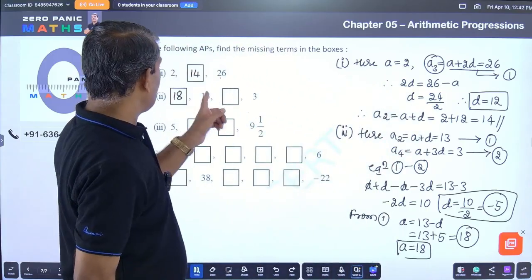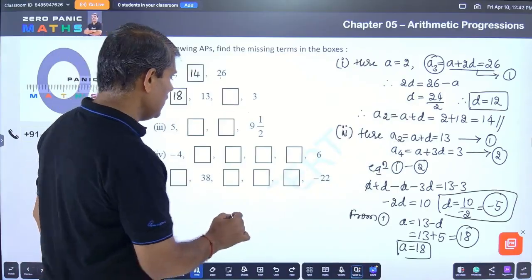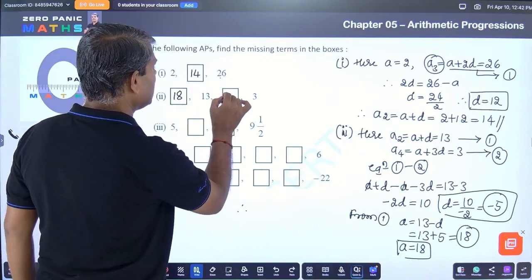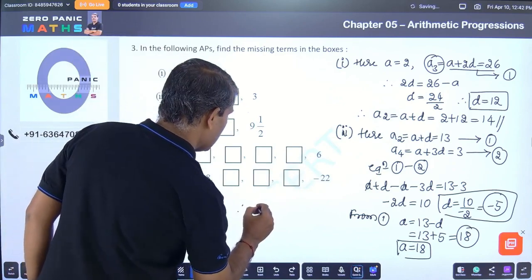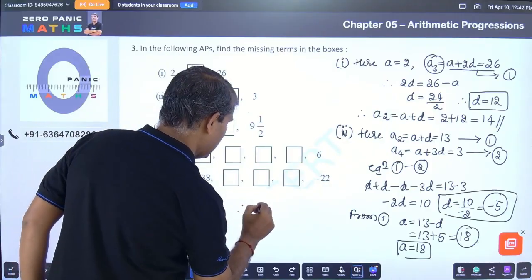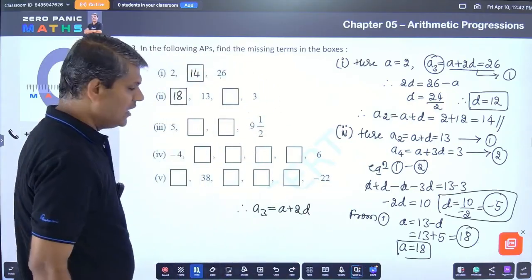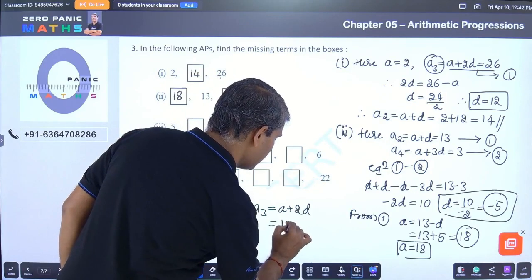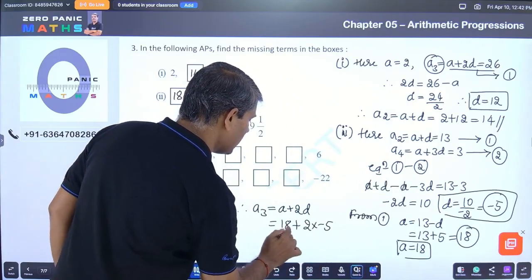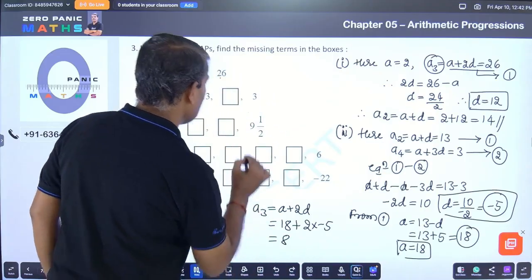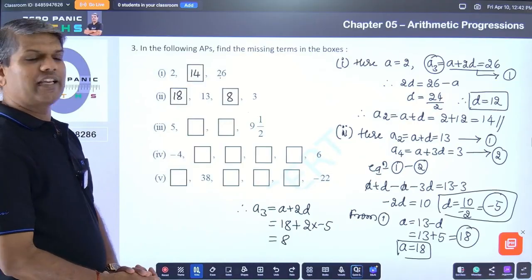Having the value of D, adding D to the second term, can I get the fourth term? It's very easy. Therefore A3 in the second problem, you have to continue the second problem here. There is no space. A3 is equal to A plus 2D. So what is A? A is 18, we know that. And D is minus 5. That is 18 minus 10, which is 8. So A3 is equal to 8. That solves the second problem.